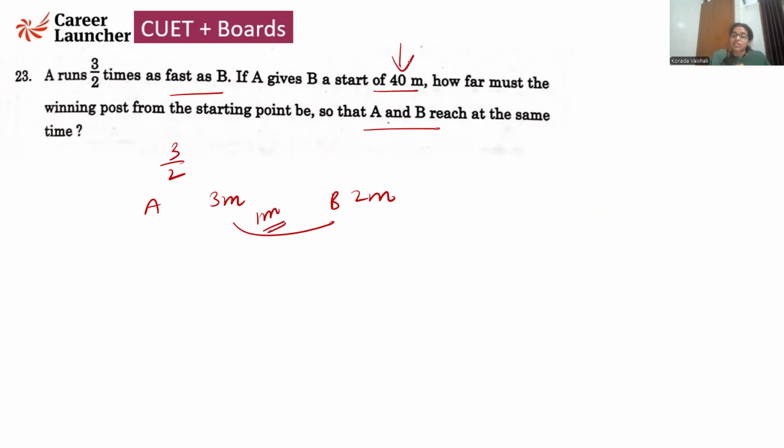So if I consider the fact that A has given B a start of 40 meters, what does this mean? It means that if I consider 3 into 40 in total, 120 meters is the distance. So 120 is the distance if I'm considering the scenario.